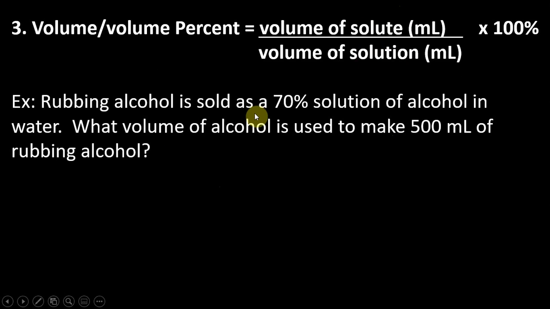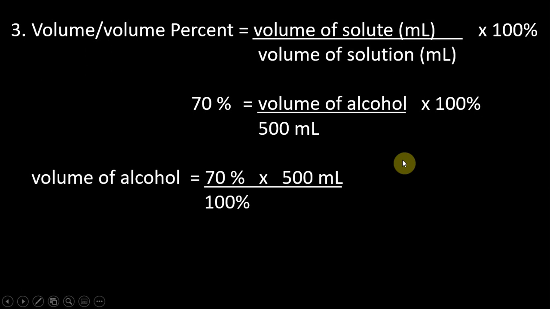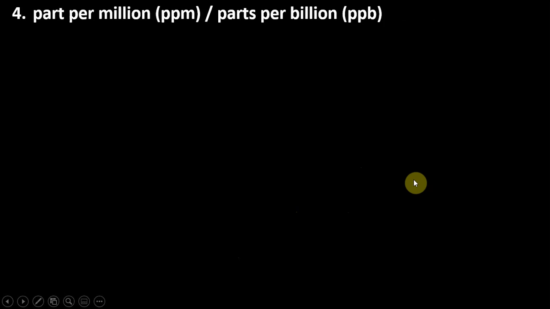All right, so rubbing alcohol is sold as 70% volume of alcohol in water. What volume of alcohol is used to make 50 milliliters of the rubbing alcohol? Set up our equation. Again, we're solving for the volume of the alcohol this time. And we get 35 milliliters. Okay. Now another part of this question would be, so how much water do I have to add to the solution? So that would be just the difference between these two. So we would have 15 milliliters of water.